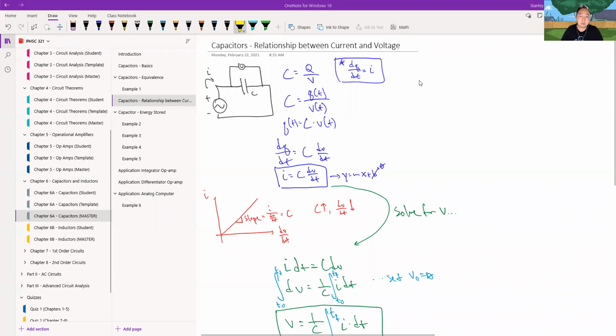All right, so in this video, I'm going to talk briefly about the relationship between current and voltage with regards to the capacitor. This is fairly important, especially when it comes to your labs, because you're going to need to see and observe what's going on with your capacitors when you're building your circuits here.